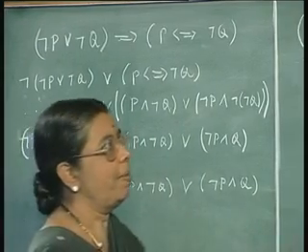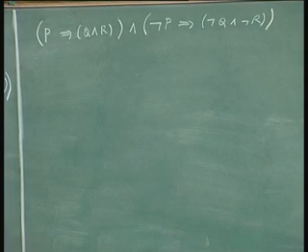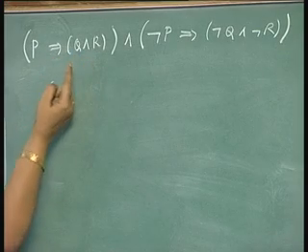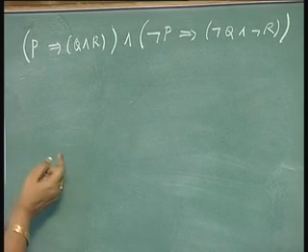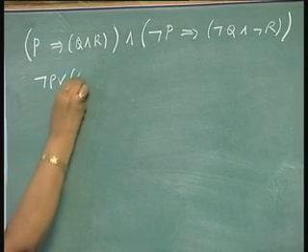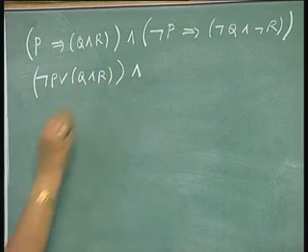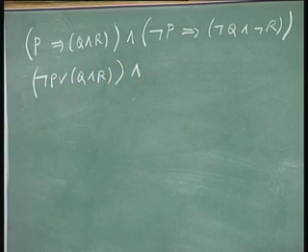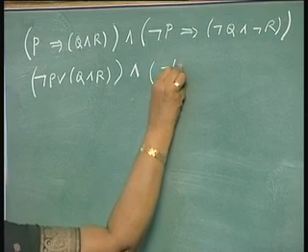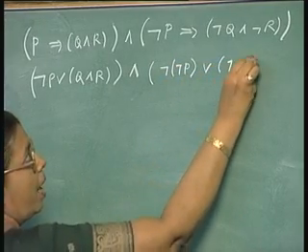Let us take one more example. Let us convert this into again disjunctive normal form. How do you go about doing this? P implies Q and R. So, implication you can convert into not P or Q. So, this will be not P or Q and R, and this one again you can write like this, not of P or not Q and not R.